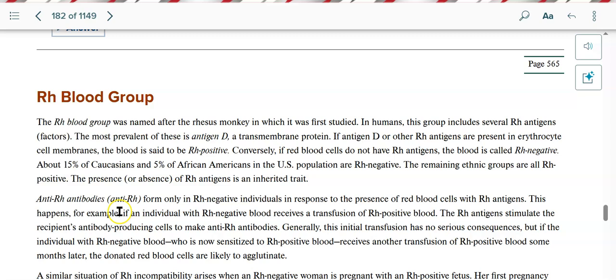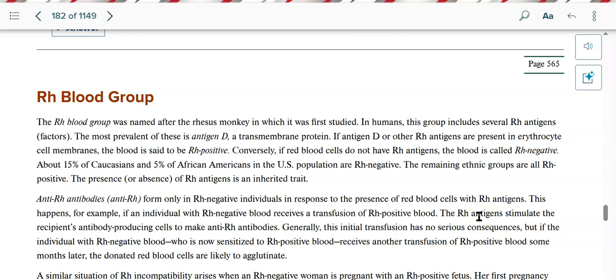The anti-RH antibodies form, now remember, anti-A and anti-B antibodies form within a few months after you're born. But anti-RH antibodies will only form in an RH negative individual in response to the presence of red blood cells with RH antigens. So if you're Rh negative and you never get an Rh positive transfusion, you will never develop antibodies against Rh positive blood.